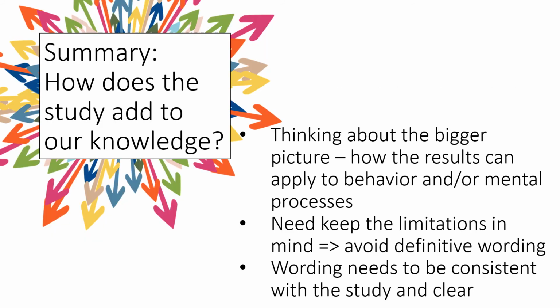Part of the point of this class is that research isn't just about research. It's about adding to the larger understanding about behavior and mental processes. Given that, when we think about how the results add to our knowledge, we don't want to limit our thinking to the specific context of the research. We can generalize, as long as we do so accurately. One way to make sure we're accurate is to make sure our wording conveys the idea that we're making a suggestion based on the findings, rather than making it a definitive statement as if the results were facts. We also need to make sure the wording we use is consistent with the study and clear.